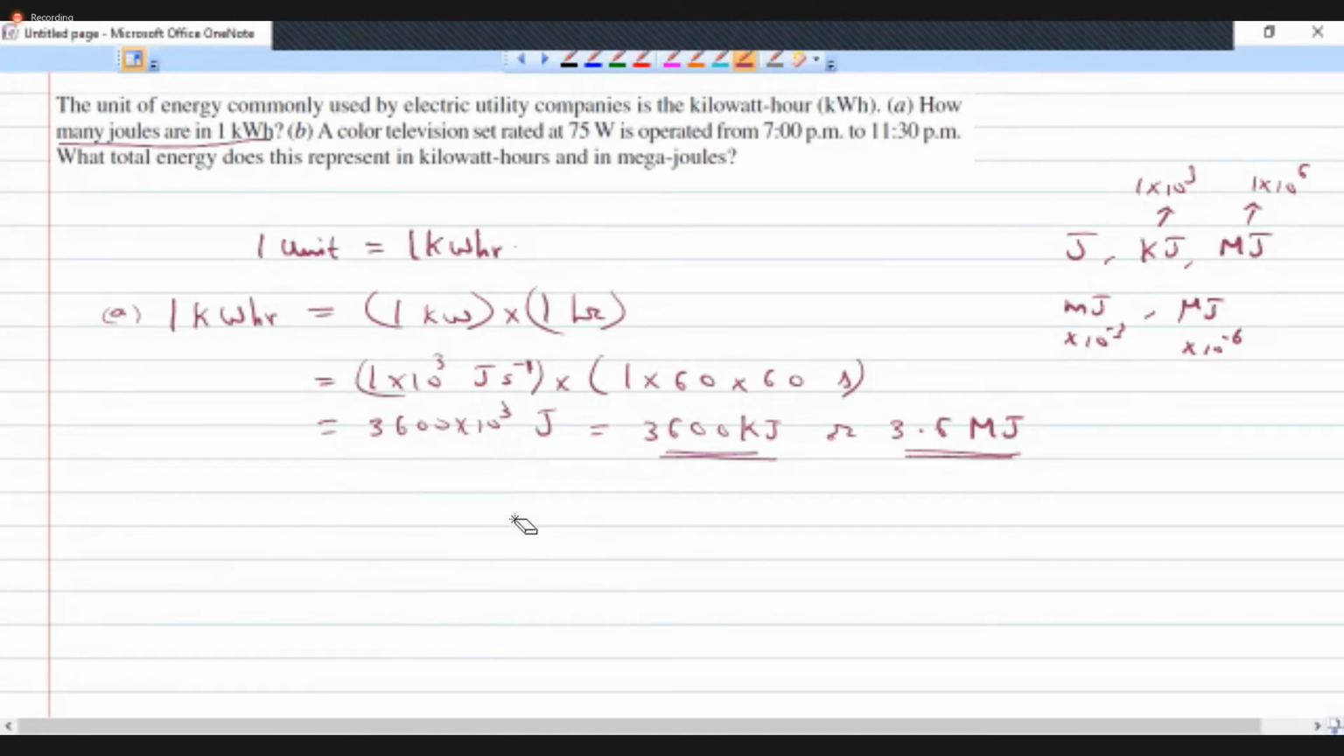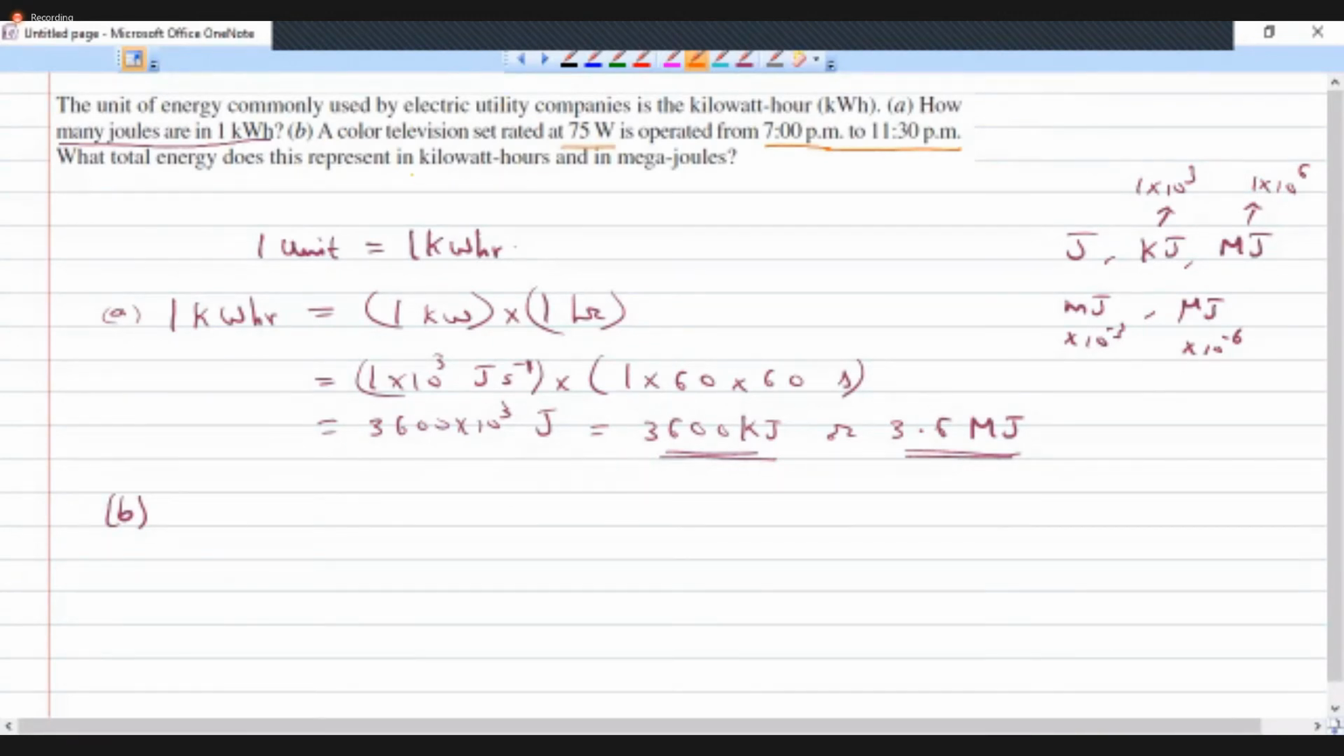The second part is, we are having a color television set rated at 75 watts and operating from 7 p.m. to 11:30 p.m. So what total energy does this represent in kilowatt hour and in megajoules?